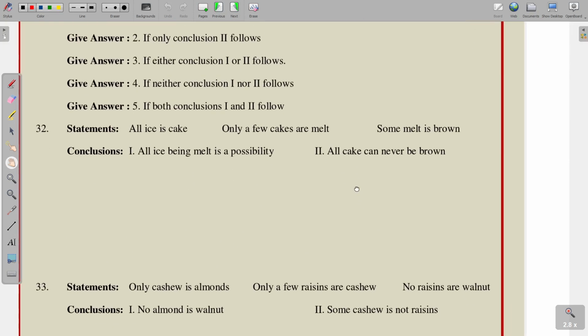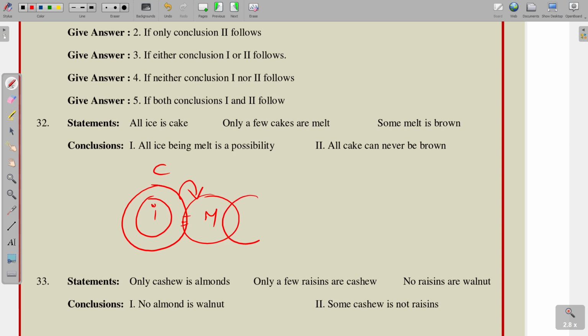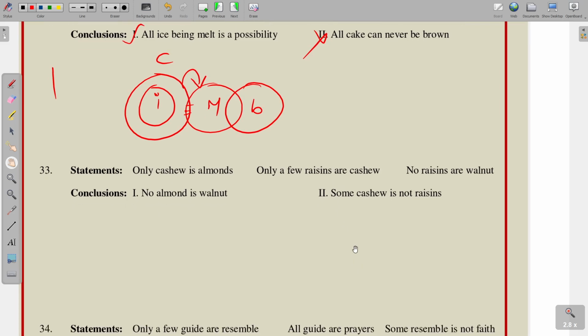Questions 32 to 35 are syllogism. So see the first one. All ice is cake, only a few cake are melt. So only few cake are melt. Some melt is brown. So some melt is brown. Conclusions: all ice being melt is a possibility. So ice here and melt here is a possibility. So definitely the first one follows. All cake can never be brown. So actually all cake can be brown follows. So the second one does not follow. So what is the answer? Option 1: only conclusion 1 follows.